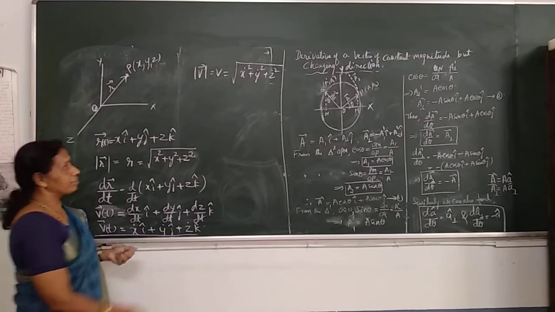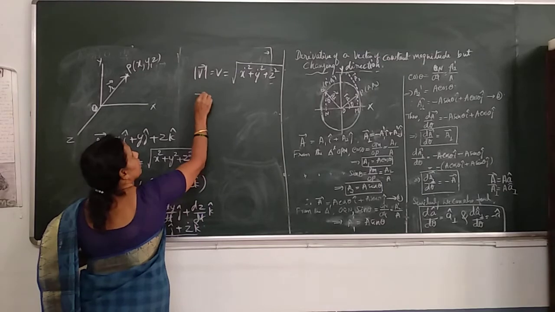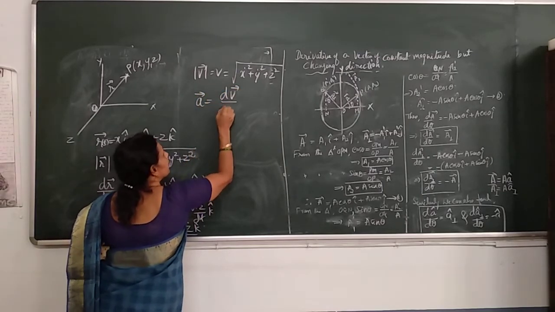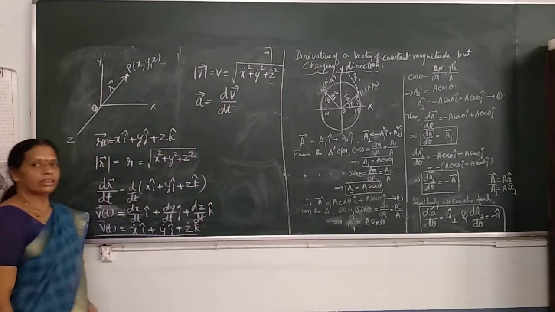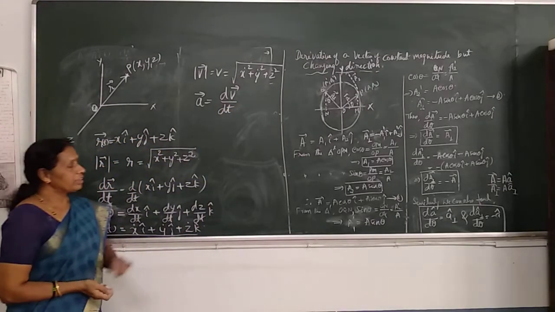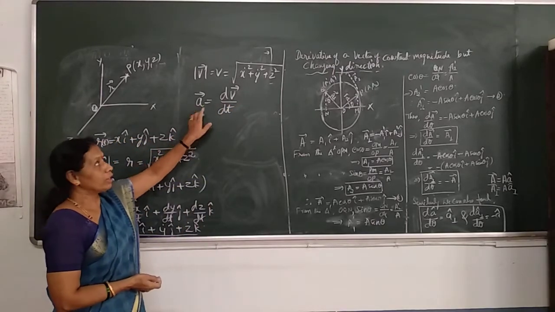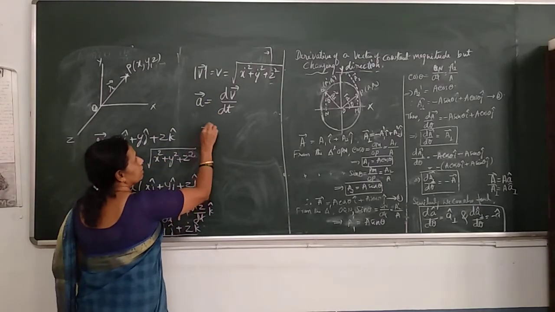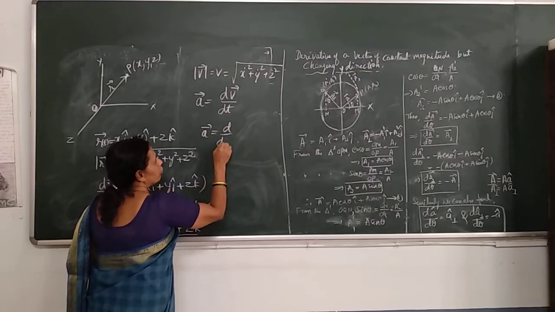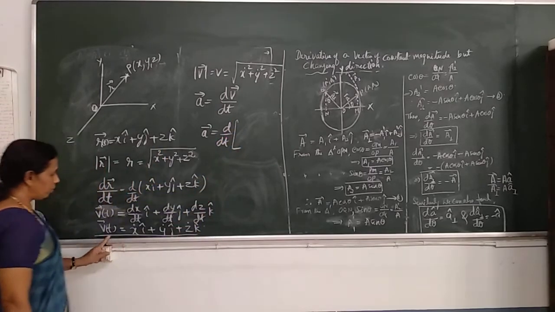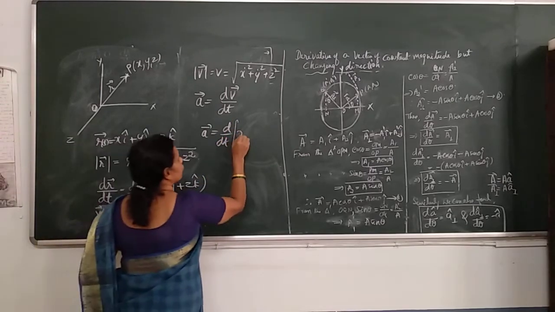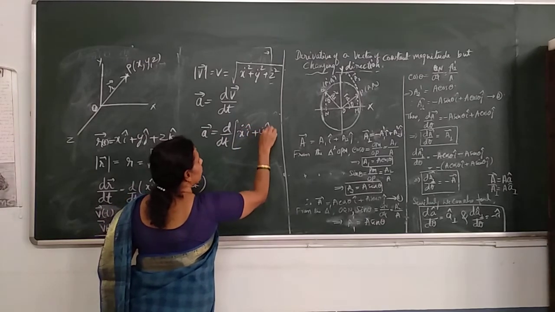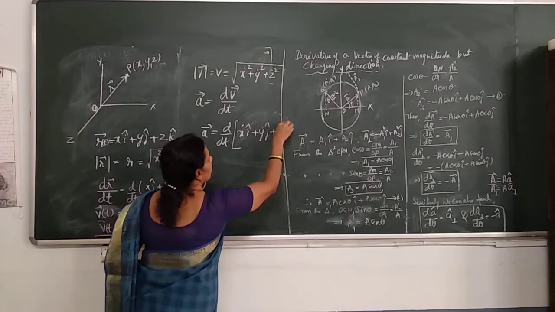We define acceleration of a particle as the rate of change of its velocity, nothing but dv vector by dt. A is the instantaneous acceleration of the particle, the rate of variation of velocity, dv vector by dt. Or A vector is given by d by dt of v vector. What is our v vector? V vector is given by x dot i cap plus y dot j cap plus z dot k cap.